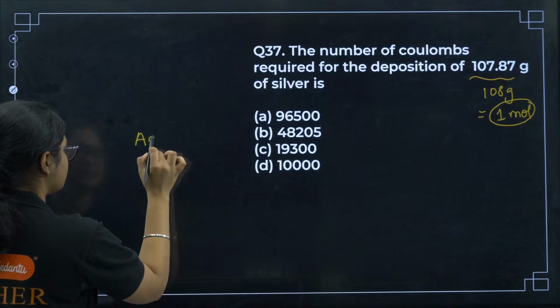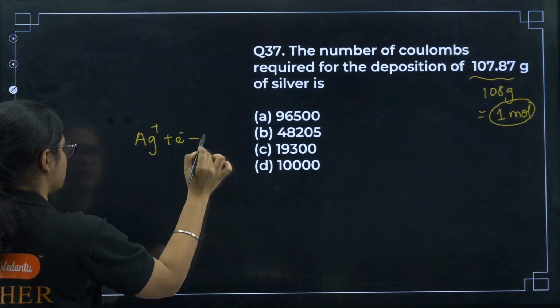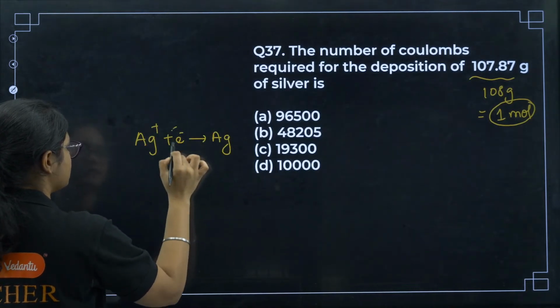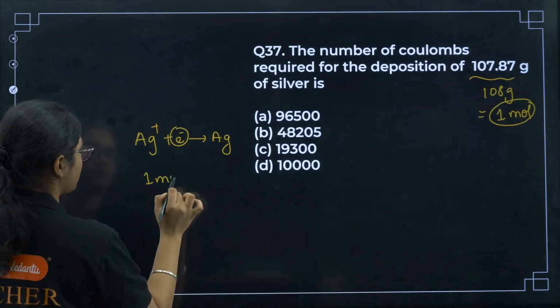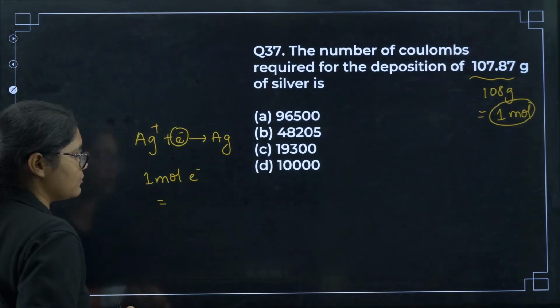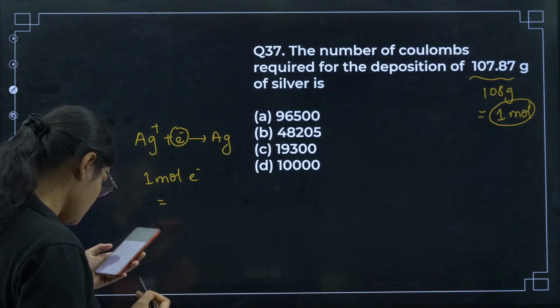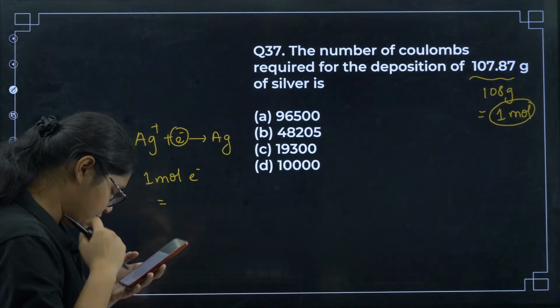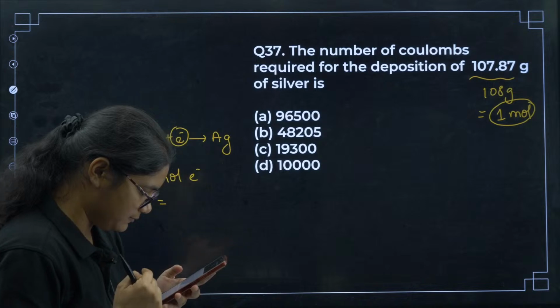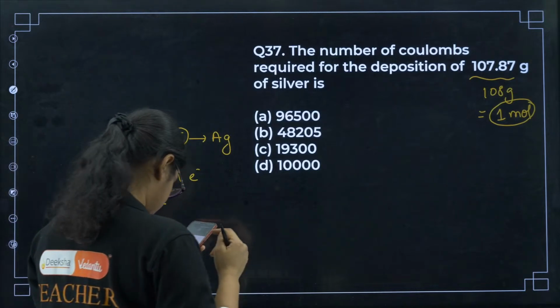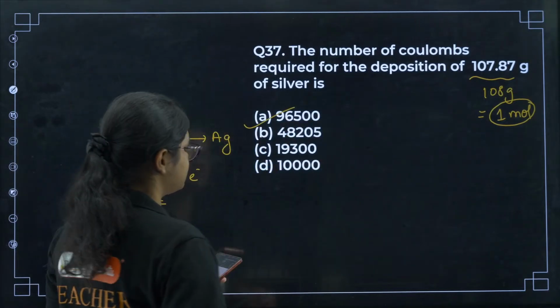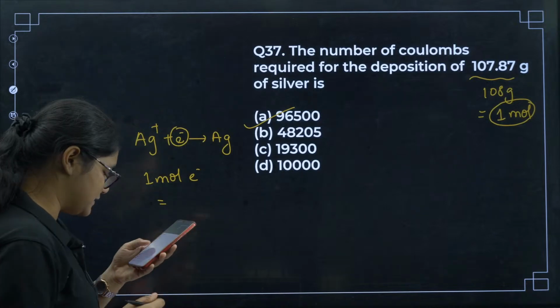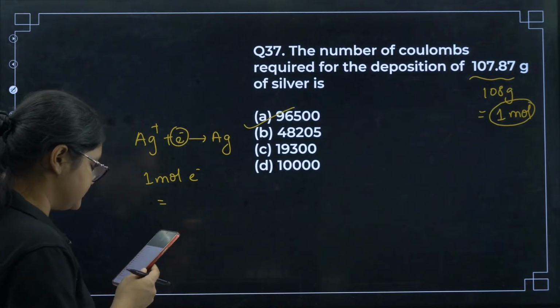So if I have silver plus 1 electron gives you silver, right? So here I have 1 mole of electron. 1 mole of electron is how much coulombs? Tell me. Yes, 1 mole of electron is how many coulombs we have? Yes, Shagufta, very good. 37A, 1 mole of electron is 96500 coulombs.